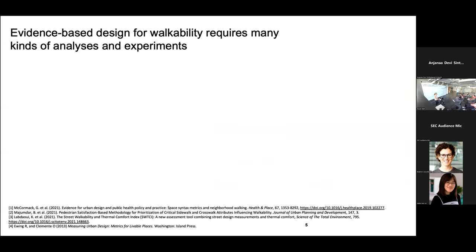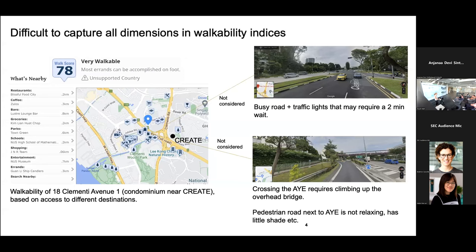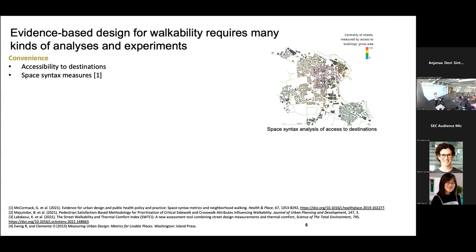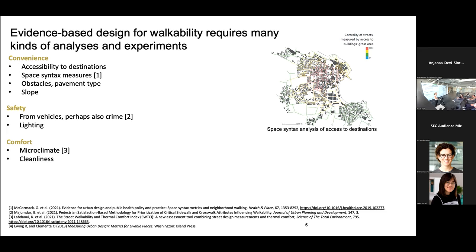And then, in order to take all these different considerations into account, you would need a lot more analyses and experiments of all the different factors that influence walkability. So regarding the convenience, you might do some kind of space syntax analysis. Regarding safety, there have been some analyses of different road types and crossing types that influence how much people want to walk somewhere. There have also been analyses of microclimate and how that affects people's willingness to walk.